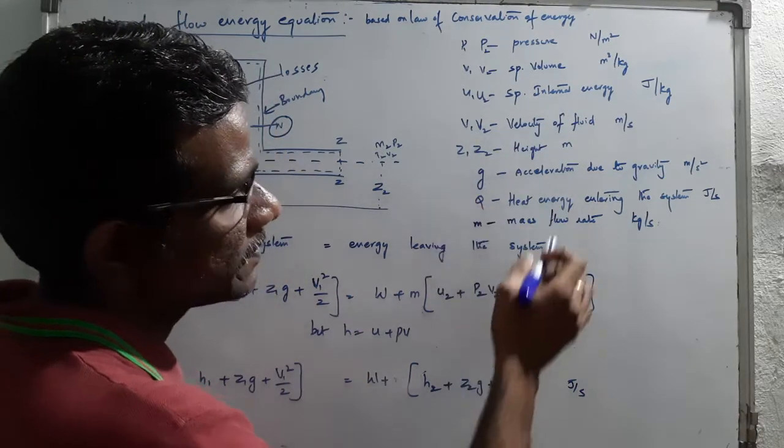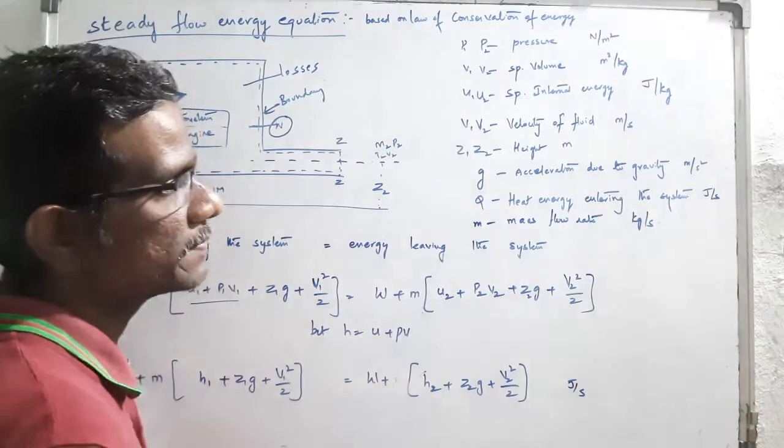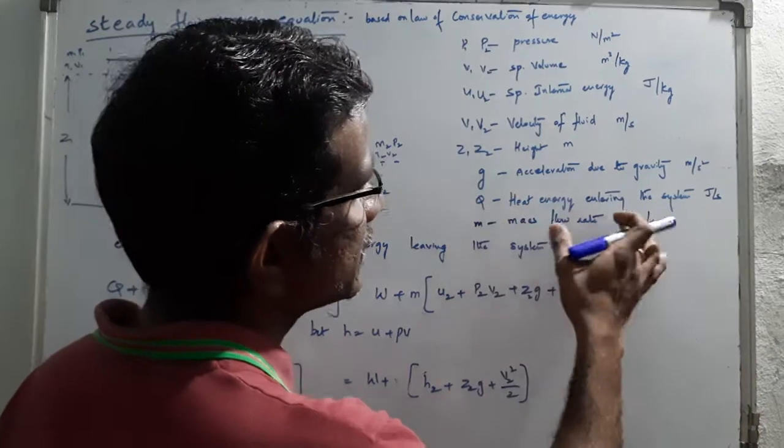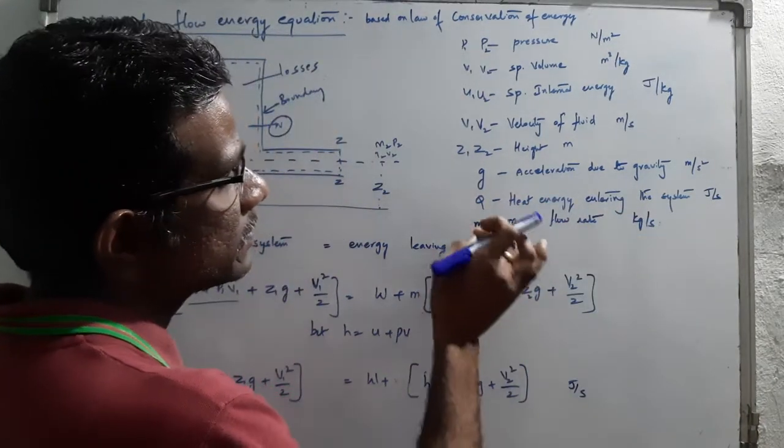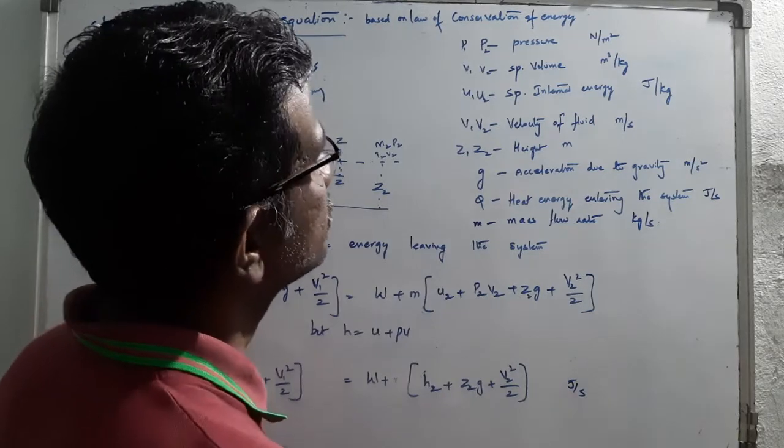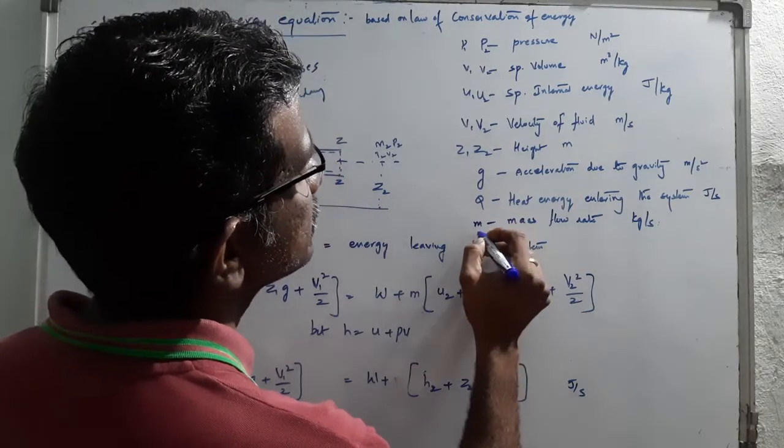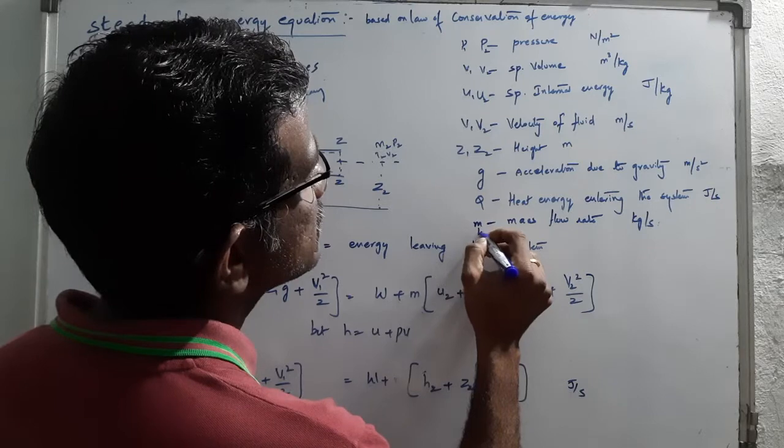Small g stands for acceleration due to gravity. Q stands for heat energy entering the system, M for mass, and W for work leaving the system.